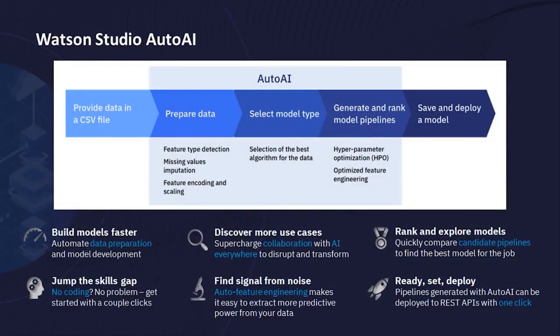I briefly mentioned Auto AI earlier, which is an automated machine learning technology found in IBM Watson Studio, a component of IBM Cloud Pak for Data. Remember all those steps I talked about earlier in the presentation, like data transformation, feature engineering, model selection, and evaluation? Well, all of this is automated in Auto AI.